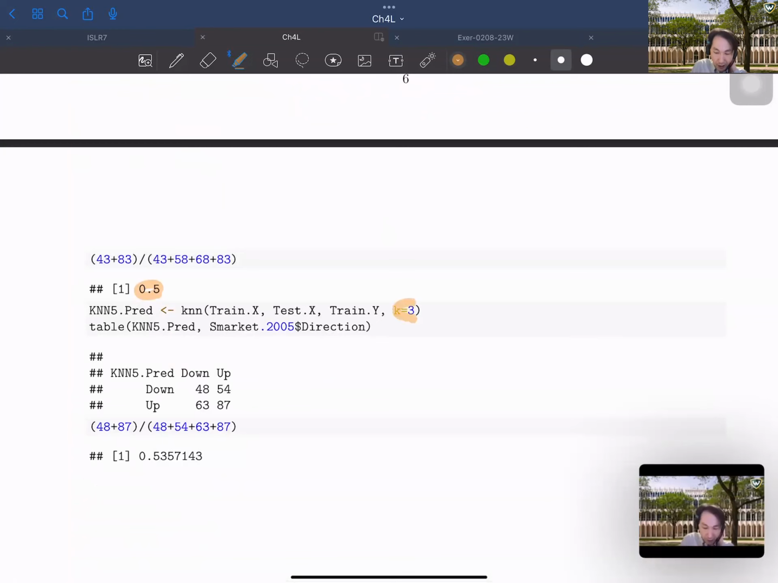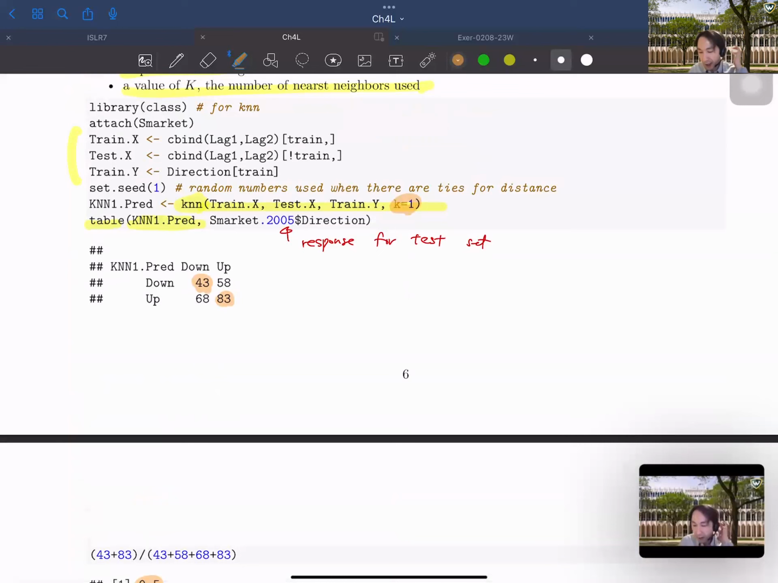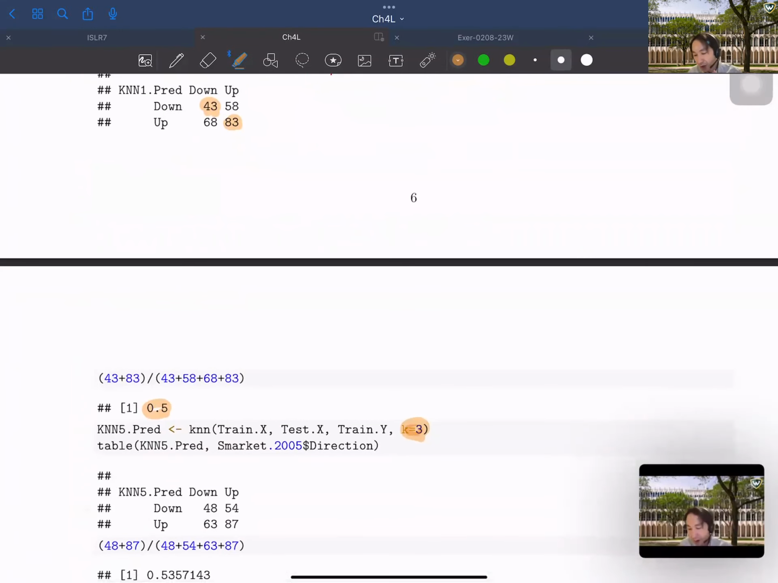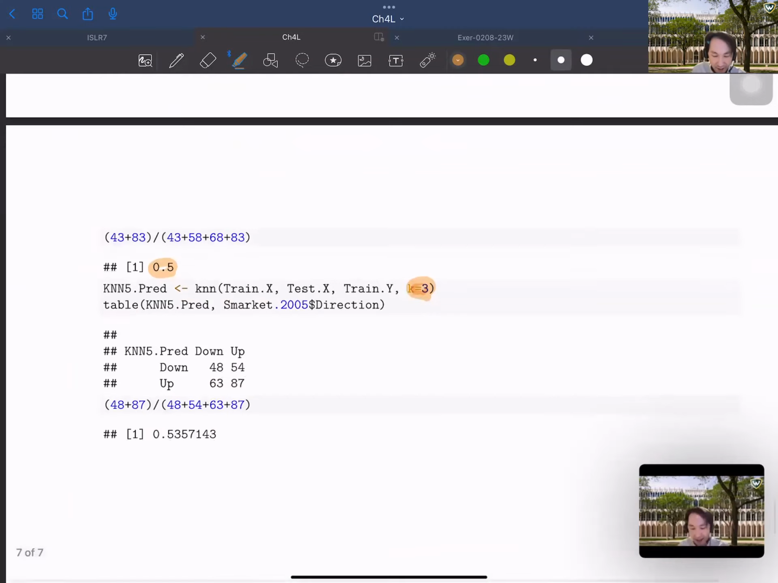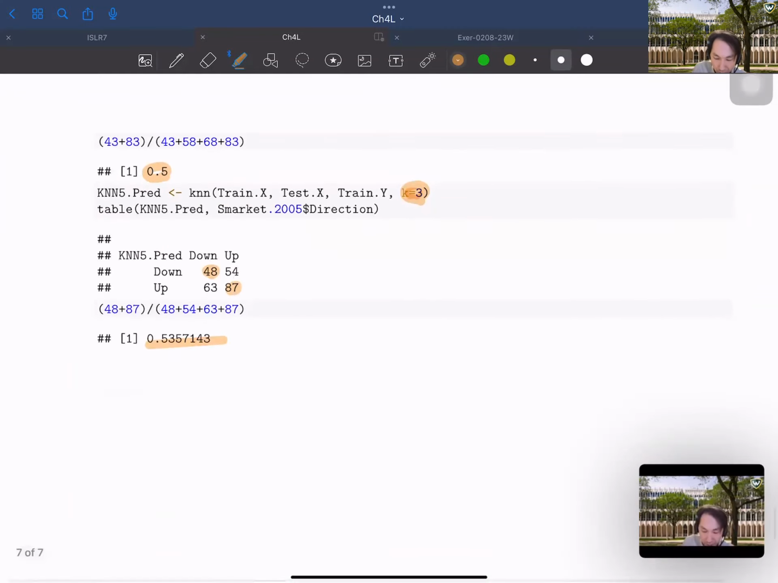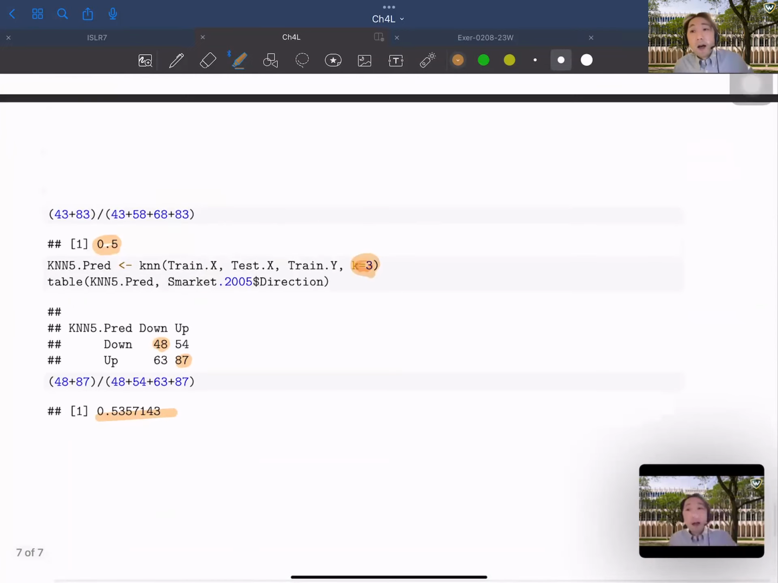But if we use K equal to 3 in the KNN model, sorry, previously K was equal to 1. So basically we use the past to predict the next day's stock market return, but it does not work. With K equal to 3, we choose the 3 closest days to that day. Then the prediction performance gets better, 53.6%. So this is KNN, LDA, and QDA.